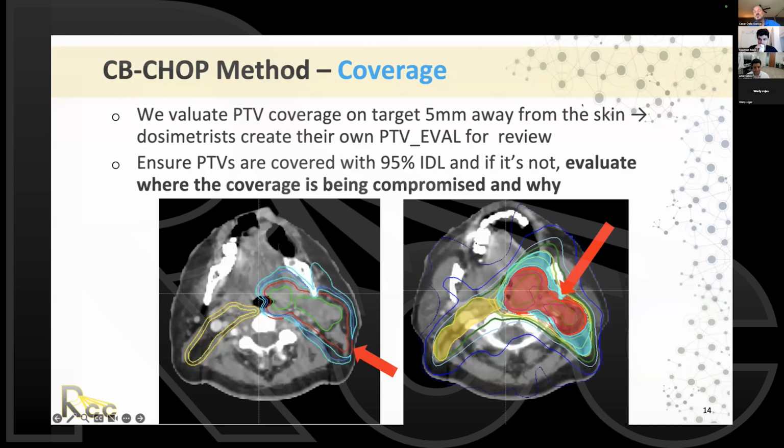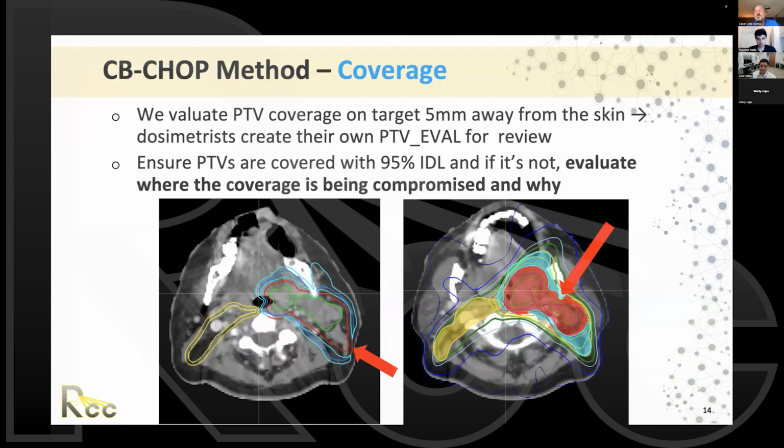So basically, we have the build-up region, and there are physical limitations to getting 100% of the dose there, unless you add a bolus, but that's something you need to ask the physician about. So the dosimetrists will always create this PTV evaluation. It's good to do it, which is basically the PTV minus 5 millimeters from the skin.